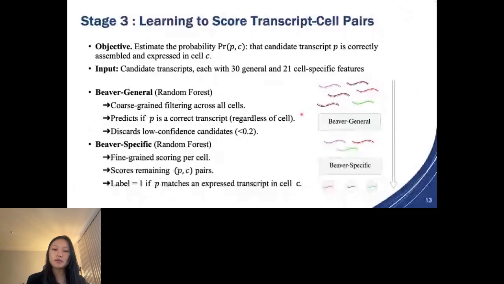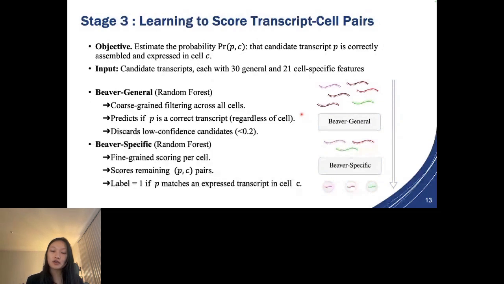Stage 3 uses a machine learning approach to assign the final confidence score to each transcript-cell pair. The ultimate goal of Beaver is to estimate the probability, let's call it P(P,C), that a candidate transcript P derived from a path in the transcript fragment graph is both correctly assembled and expressed in a specific cell C.